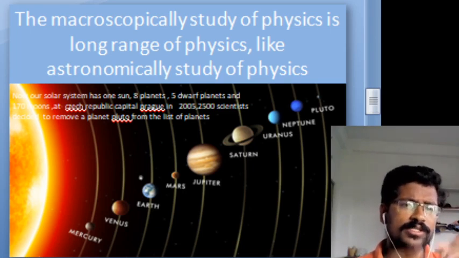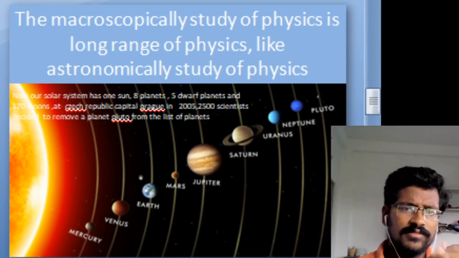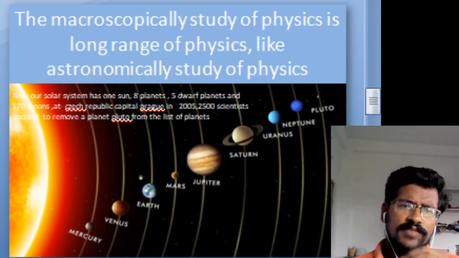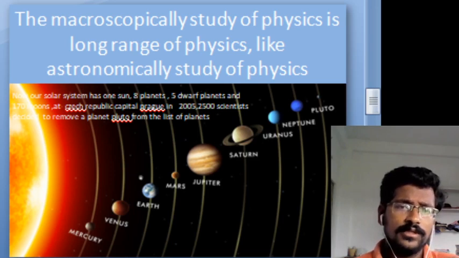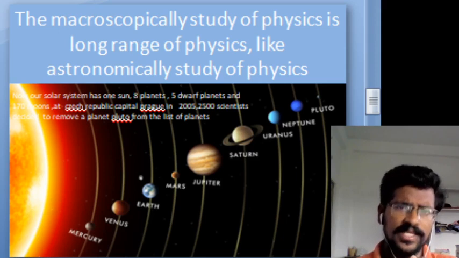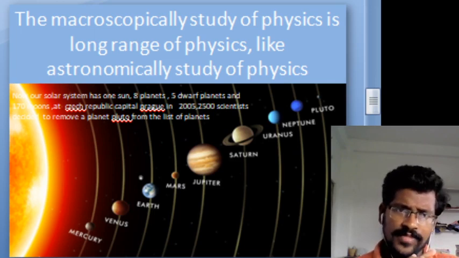Our solar system is formed by one sun, 8 planets, 5 dwarf planets, and 170 moons. Before 2005, we had 9 planets. But after 2005, 2,500 scientists gathered together at the capital of the Czech Republic. They removed a planet from the list of the solar system because we have 8 planets only.